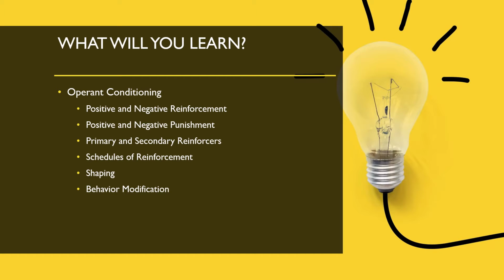Now that you've learned about classical conditioning, we're going to be exploring operant conditioning. And you're going to be learning about positive and negative reinforcement, positive and negative punishment. You'll also be learning about primary and secondary reinforcers, schedules of reinforcement. You'll learn about shaping and behavior modification. So let's get started.